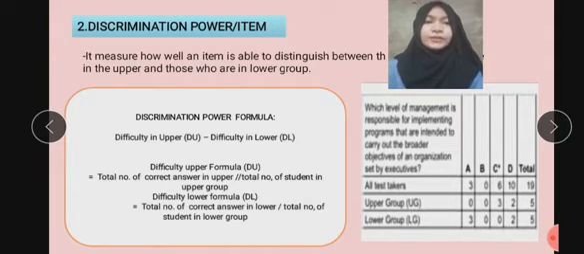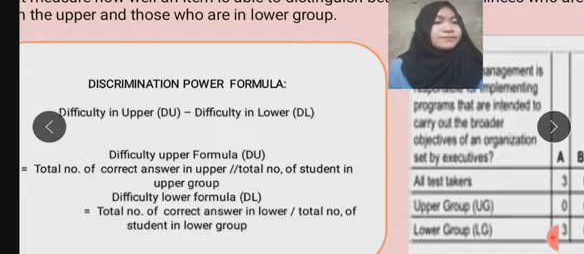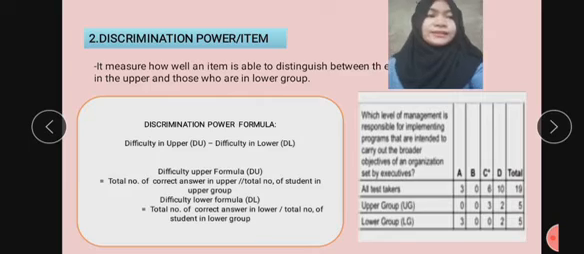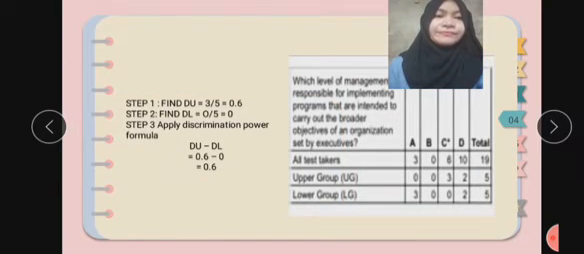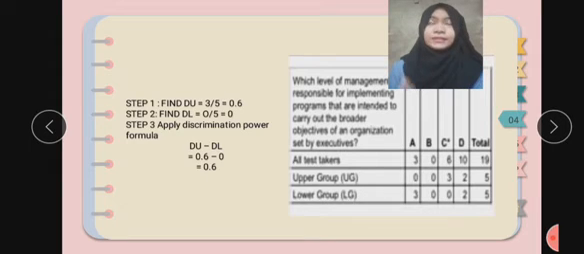Okay, so for the difficulty lower, formula is, meron din siyang formula, the total number of correct answer in the lower divided by the total number of the students in the lower. So, to clearly understand, let's give an example. Okay, so, bago tayo ma-process the discrimination power, the step 1 is find the DU.